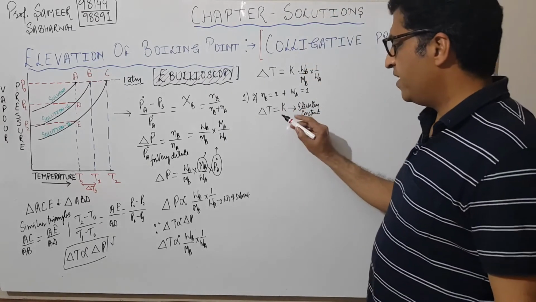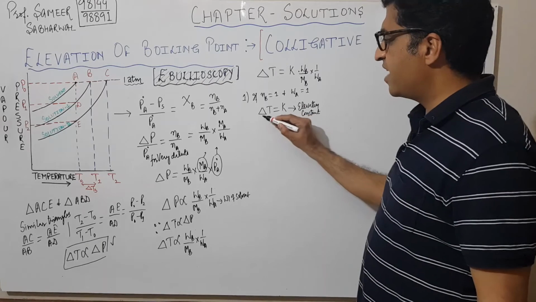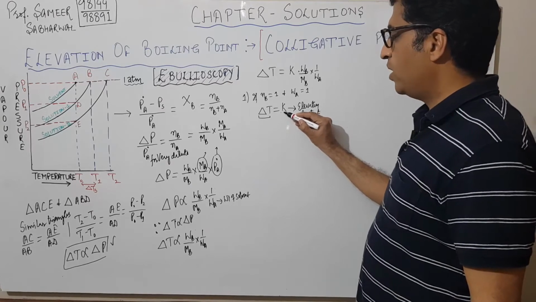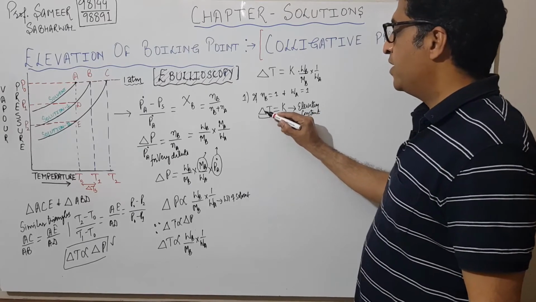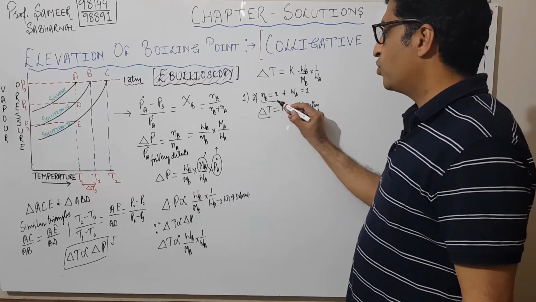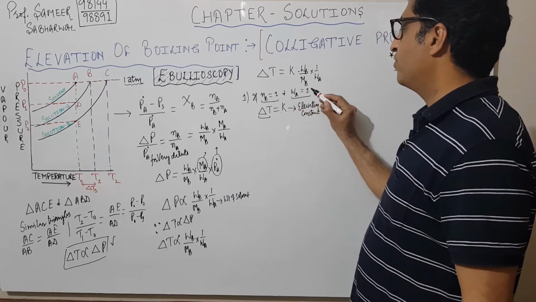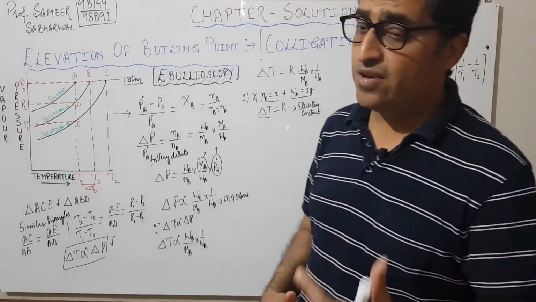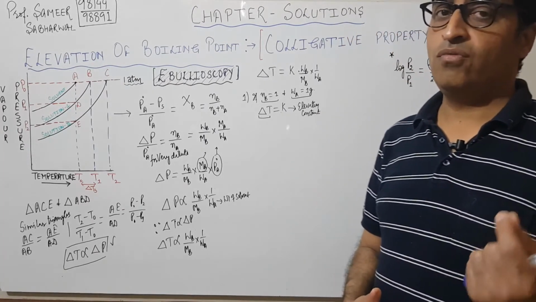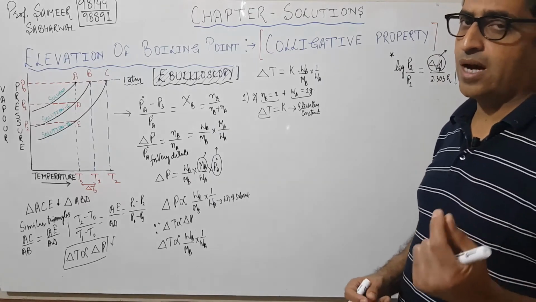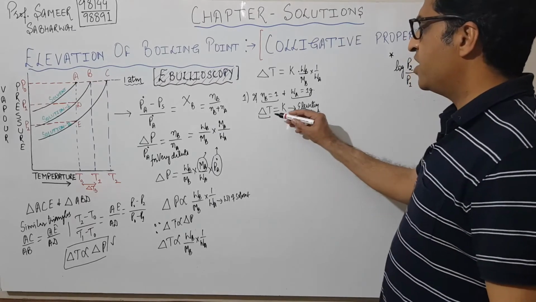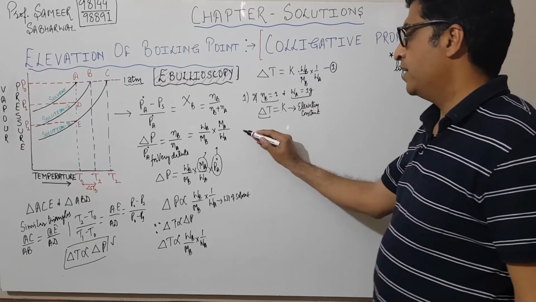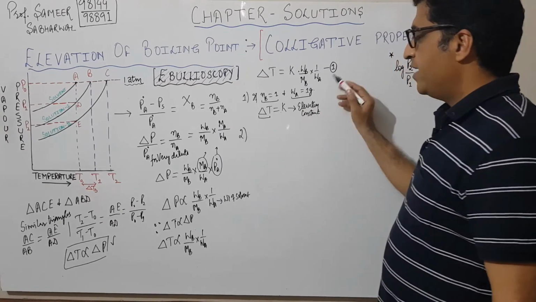Now how can I define this? This elevation constant is the elevation in boiling point. I repeat, this elevation constant is what? Elevation in boiling point when we have 1 mole of solute dissolved in 1 gram of solvent. So elevation constant is a constant. It is the elevation in boiling point when we dissolve 1 mole of solute in 1 gram of solvent. So it means delta T is equal to K. Let me call this equation number 1. So I have defined the term elevation constant.